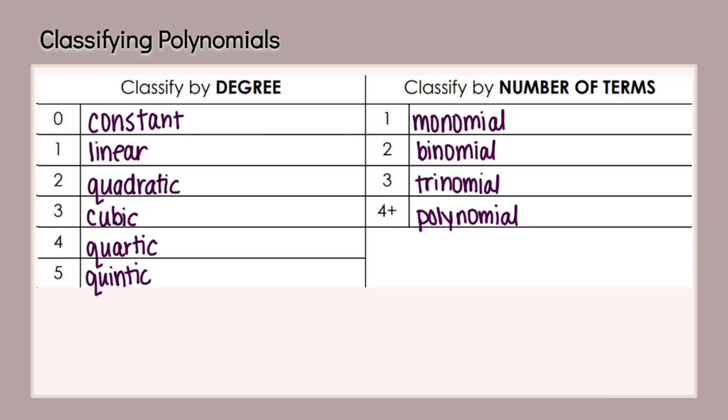So if it is a constant, then that means that it is just a number. There are no variables at all. It is a constant value. If it is linear, that means it has a degree of 1, meaning the highest exponent is 1, so it could be something like x, or it could be something like 5x. There's multiple other things it could be, obviously, but those are simple examples.